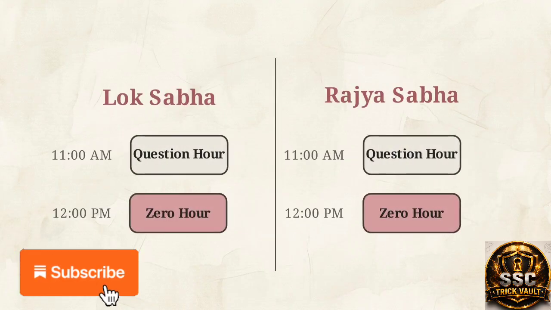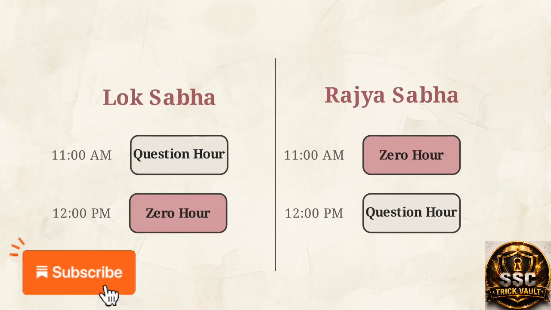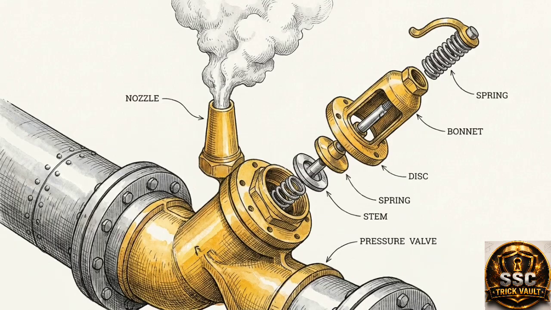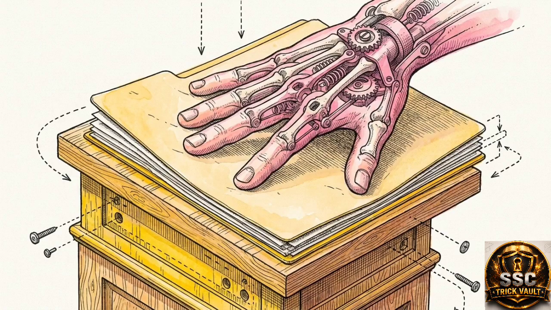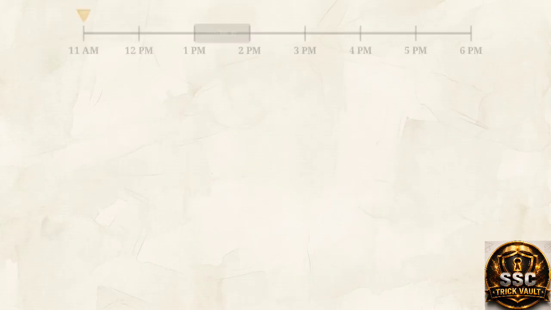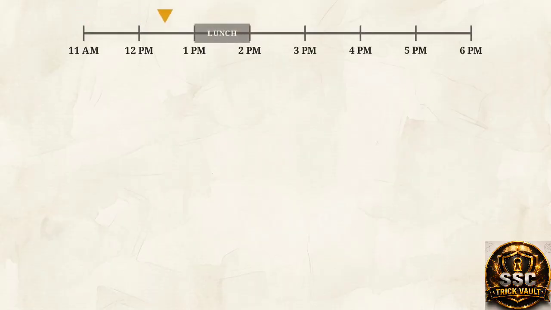In the Rajya Sabha, the schedule is flipped. 0 hour occurs first at 11 a.m., followed by question hour at noon. 0 hour acts as a democratic pressure valve. It allows urgent public grievances to immediately bypass the slow 10-day bureaucratic filter and land straight on the floor. After a midday break, the timeline resumes at 2 p.m., initiating the formal legislative intervention phase.